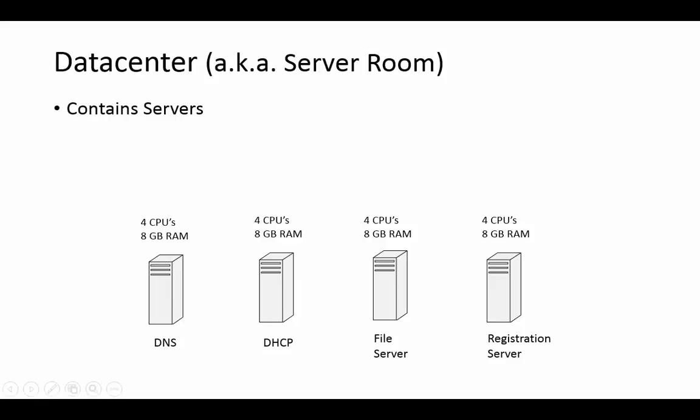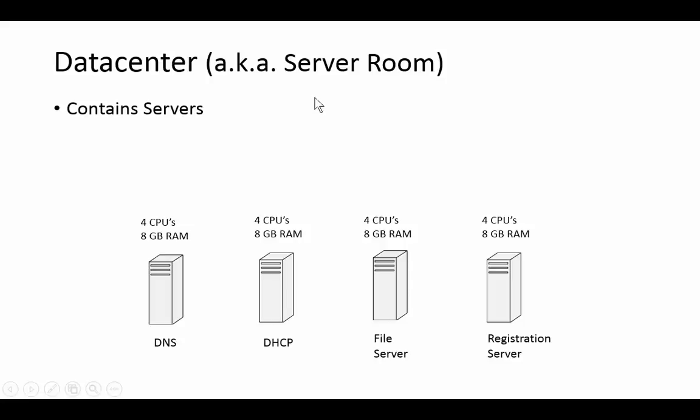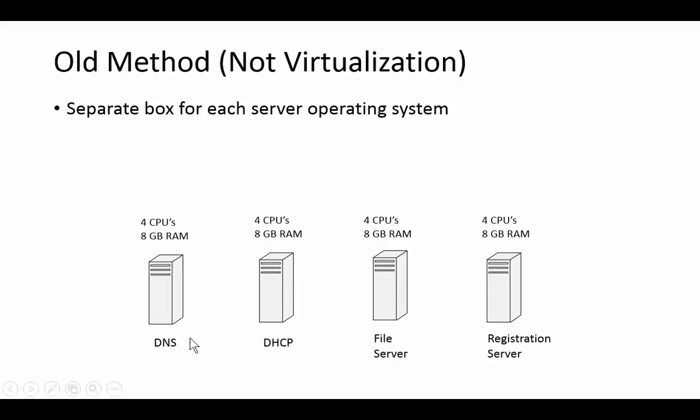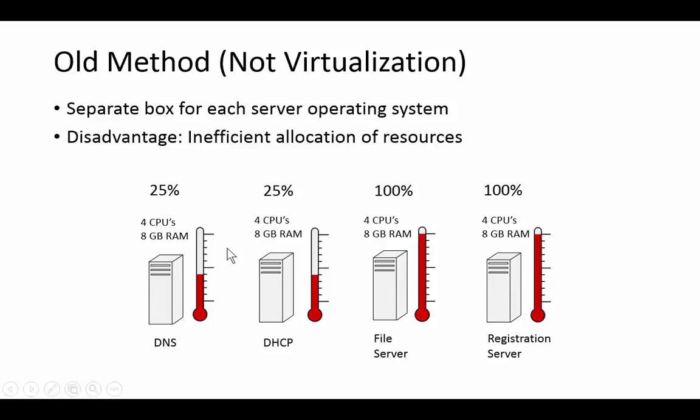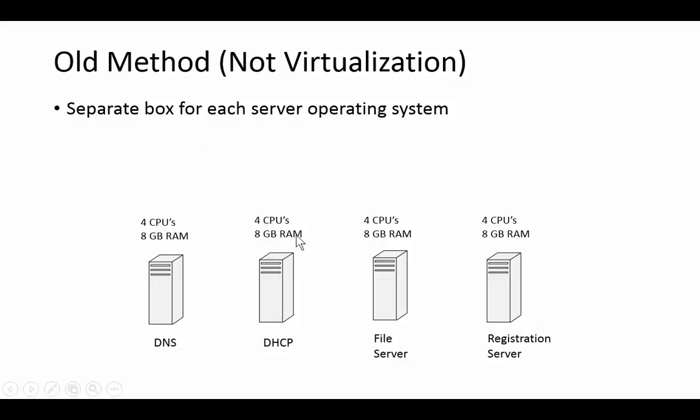A data center is also known as a server room, and it contains servers. You might have a DNS server and a DHCP server. You might have a registration server and a file server. When we first set up our data center here at CCBC, we got 4 different boxes, 4 different servers, and we made one a registration server, one a file server, one a DHCP server, and one a DNS server.